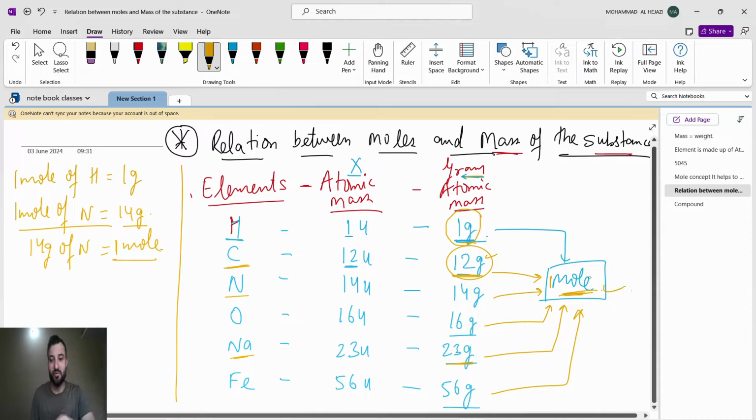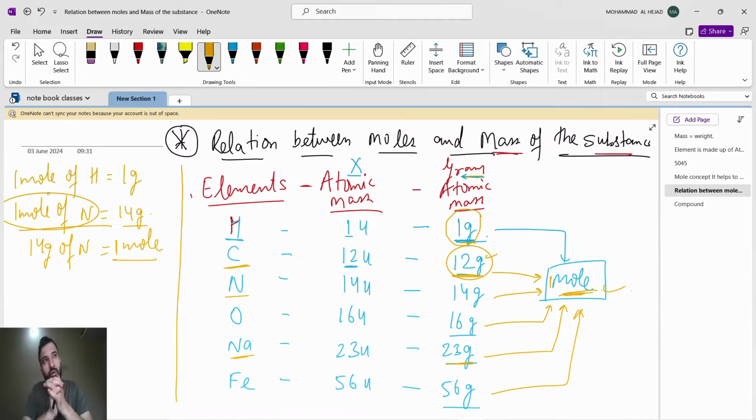Understand? If I tell you 1 mole of nitrogen, we will see what the gram atomic mass of nitrogen is. It is 14, so we will say 14 gram. If I tell you 14 gram of nitrogen, we will see that nitrogen atomic mass is 14 only. So 14 gram means 1 mole.